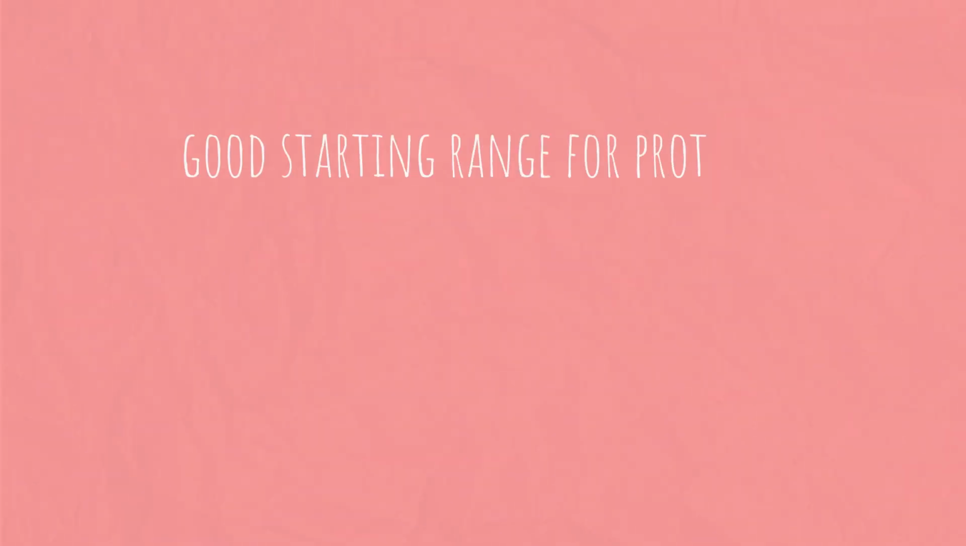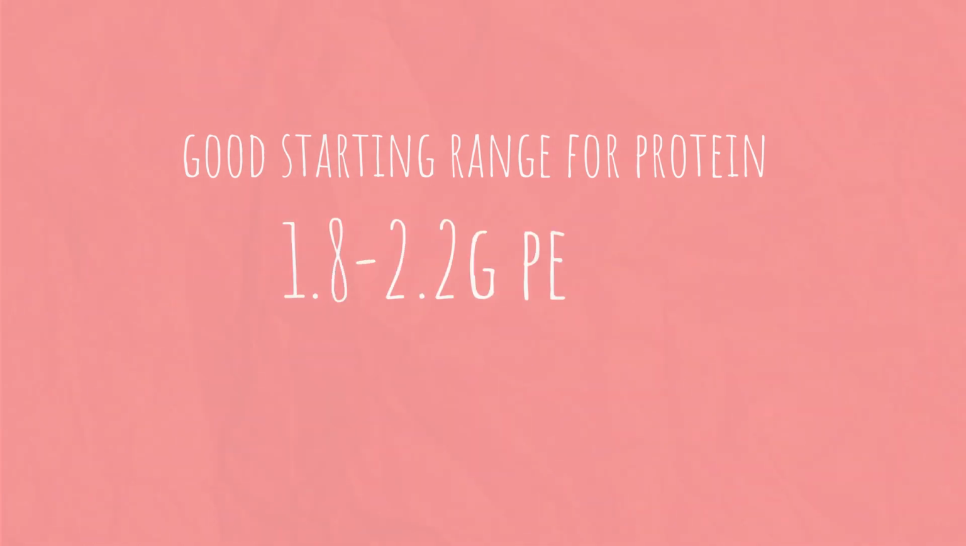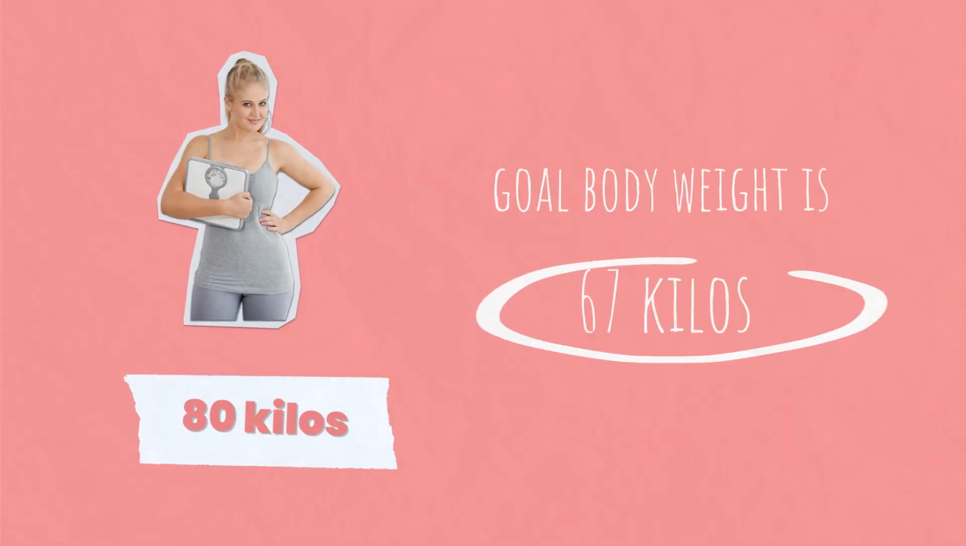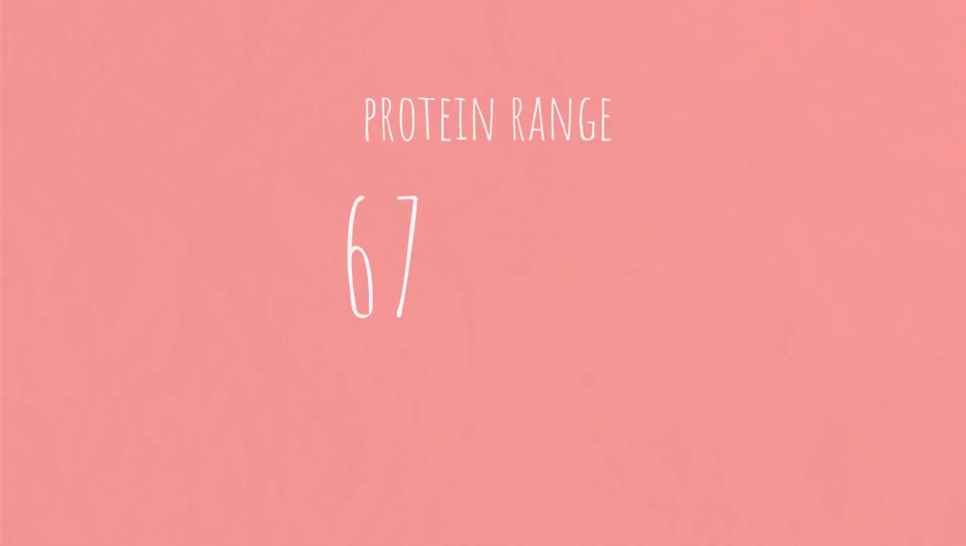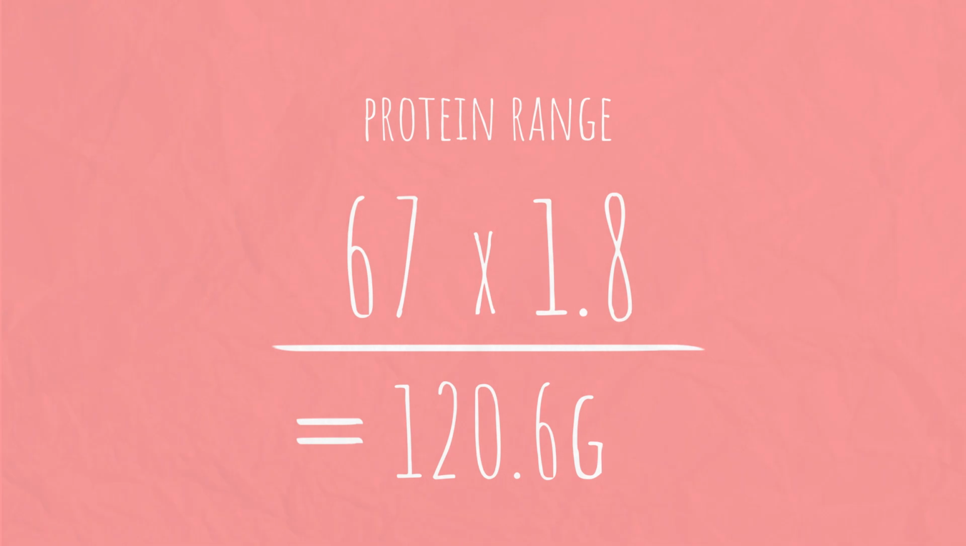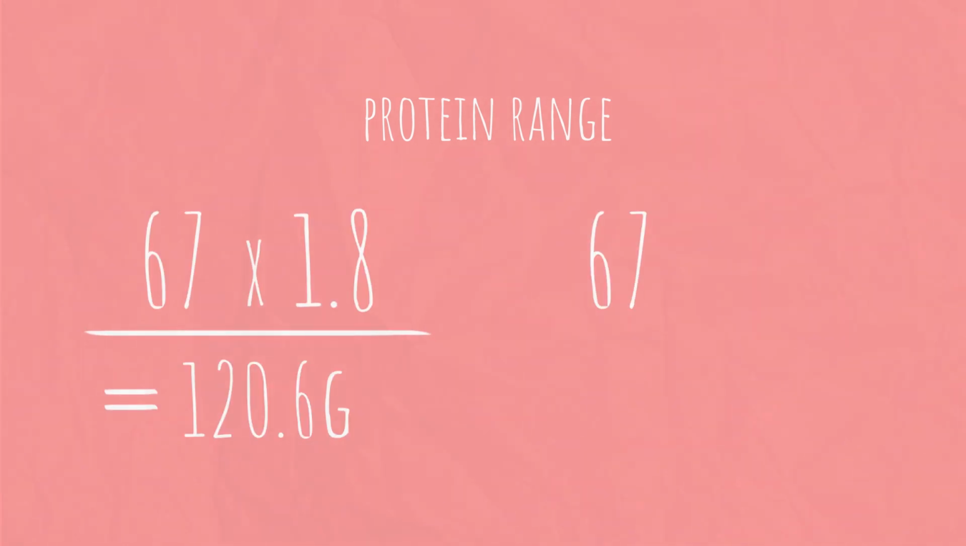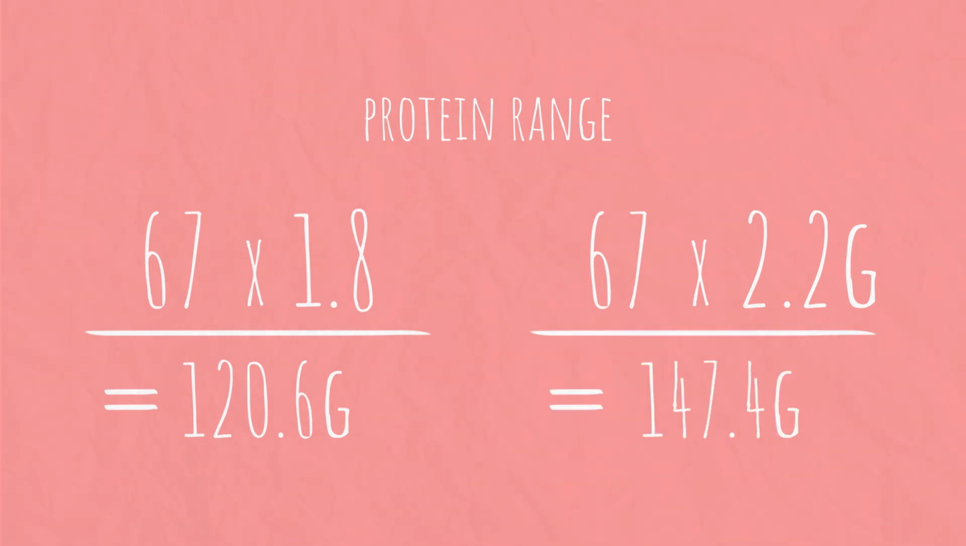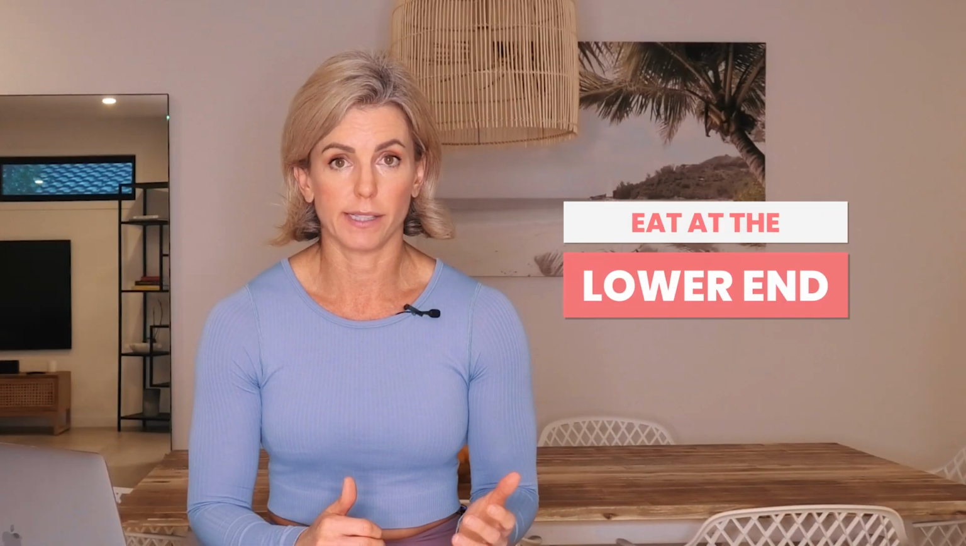In this scenario, a good starting range for your protein is 1.8 to 2.2 grams per kilo of your goal body weight. So let's say you're 80 kilos and your goal body weight is 67 kilos. Your protein range would be 67 times 1.8, which equals 120.6 grams of protein, to 67 times 2.2 grams, which equals 147.4 grams of protein. If you enjoy eating more protein, eat at the higher end. If you enjoy eating less protein, eat at the lower end. For this example, I'm going to choose 140 grams per day.